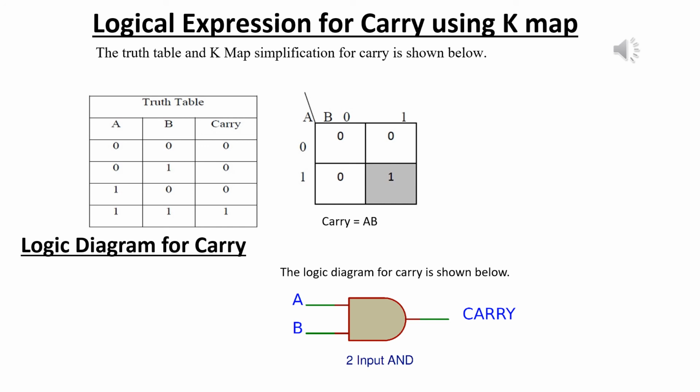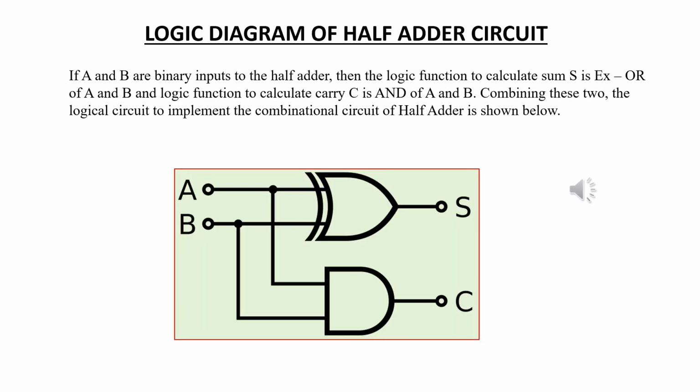So we can construct a logic diagram for this carry variable. Here the logic diagram is nothing but a two-input AND gate, whose output is our carry value. Here the final logic diagram of the half-adder circuit is shown. We can see the inputs are A and B and the outputs are sum and carry. They can be represented by S and C respectively. So the sum output is obtained from an XOR gate and the carry output is obtained from an AND gate.